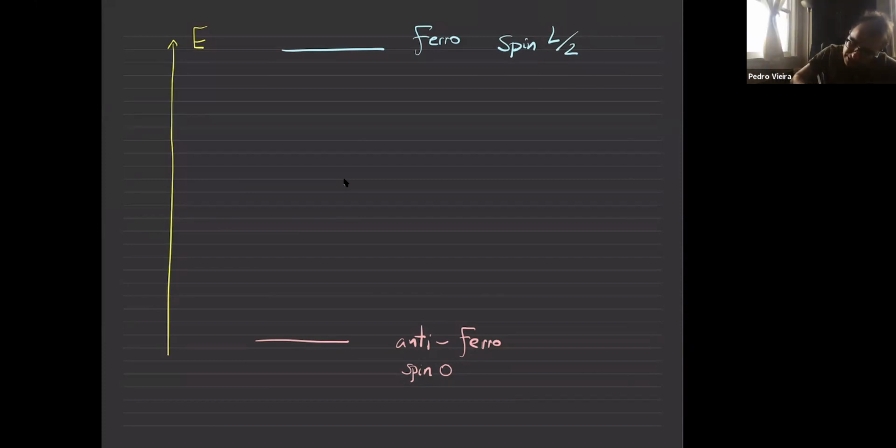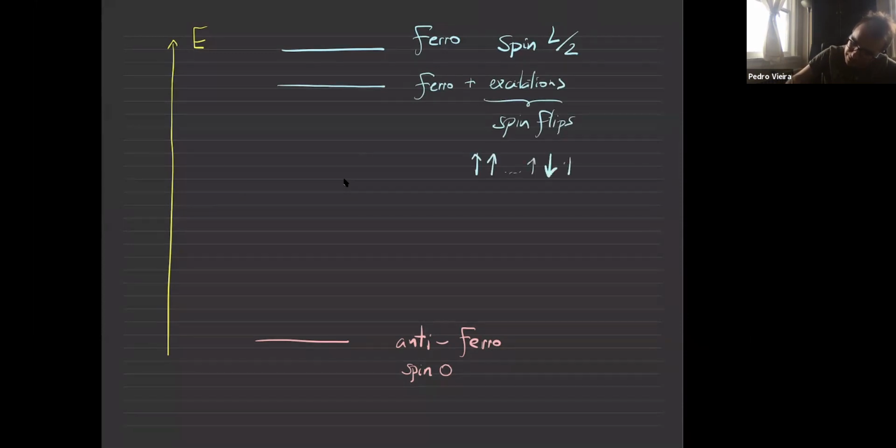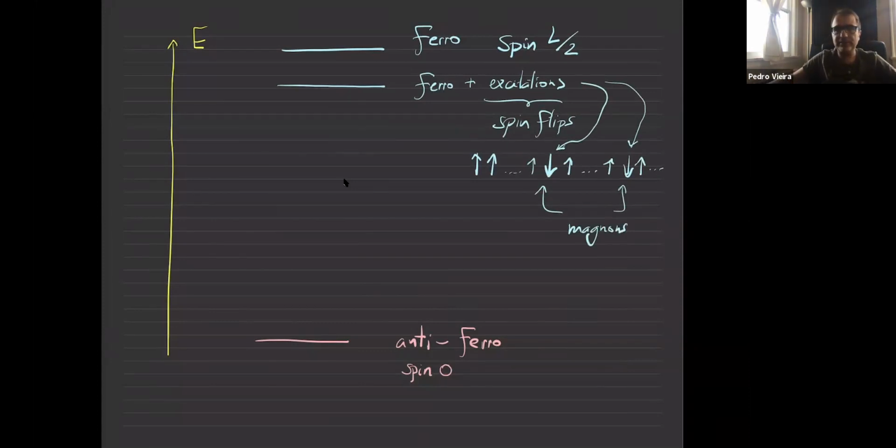And now what you have, you start having energies which are ferromagnetic plus excitations. And these are like some spin flips. You say that now instead of everyone being up, you have everyone up, but you flip one of them. Or you flip another one later. And so these are what are called excitations or spin flips. They are also called magnons. Like magnetic particles, it's magnets. And then you would have a bunch of these states, these excited states. This would be how we would describe excited states starting from the ferromagnetic state.